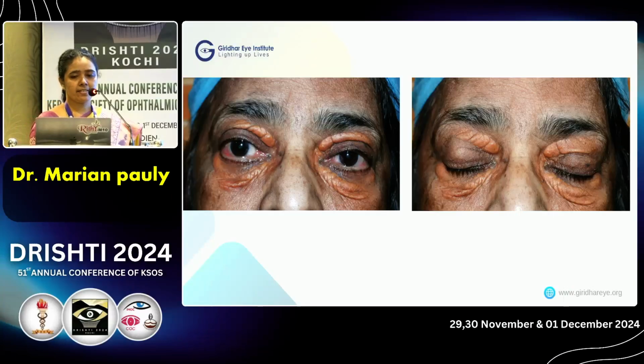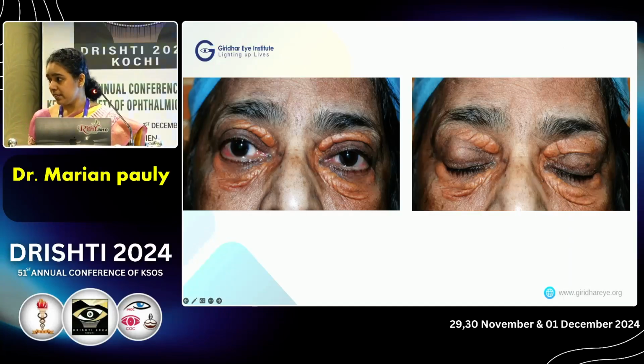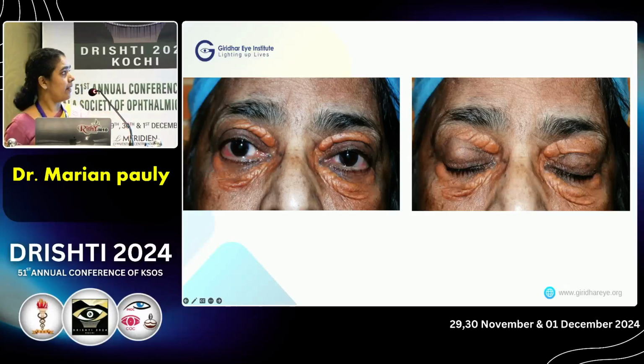So now let us start with the cases. Now you can see a yellow lesion involving both the upper lid and the lower lid. It is actually raised, yellow in color.